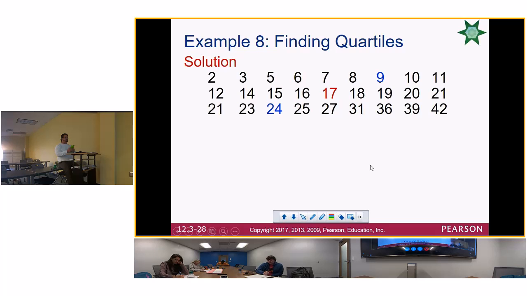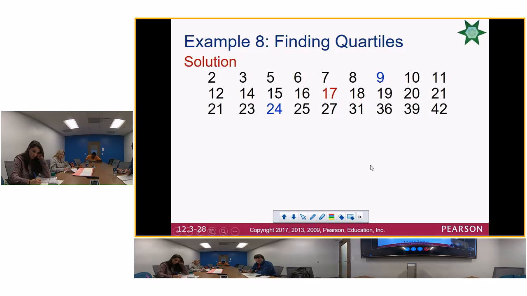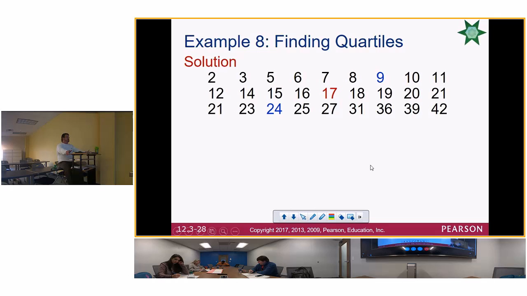Now, usually when you have a 5-number summary, all your sets are going to be more than 5 numbers. Why? Because you have to have 5 numbers? Yeah, because to be a 5-number summary, you have to at least have 5 numbers. But 5 numbers is not enough.